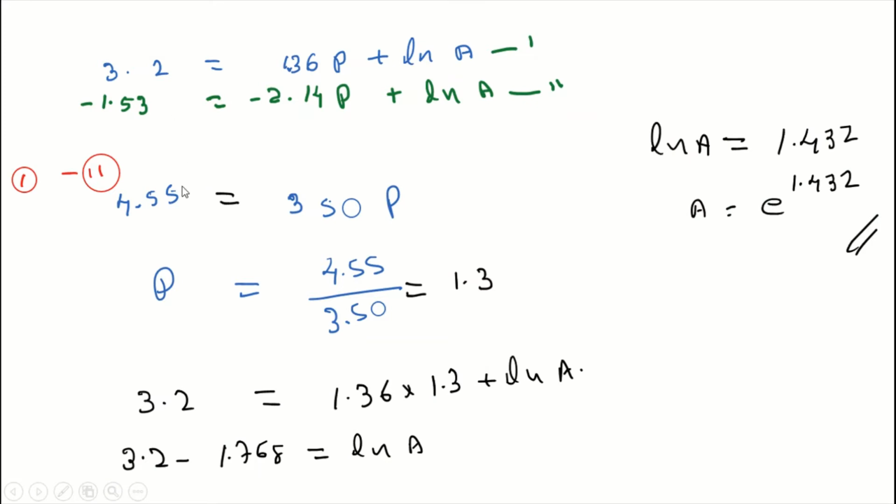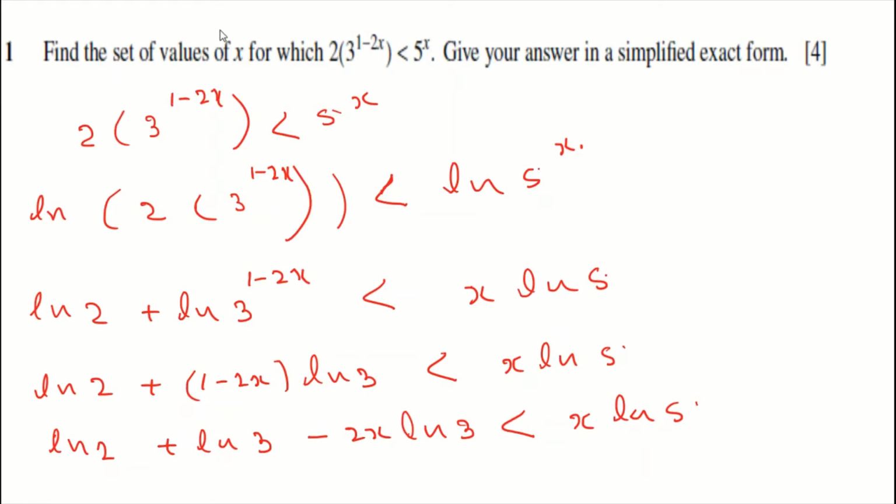So ln p will be 1 minus 2. From 1 minus 2 you get ln p, p is equal to 4.55 plus 3.50. So p is equal to 4.55 plus 3.50, 1.3. When you apply 1.3 in the first equation, you get ln a is equal to 1.432. A is equal to e to the power 1.432. Here again another inequality to be solved.